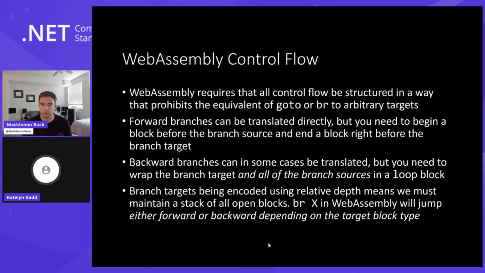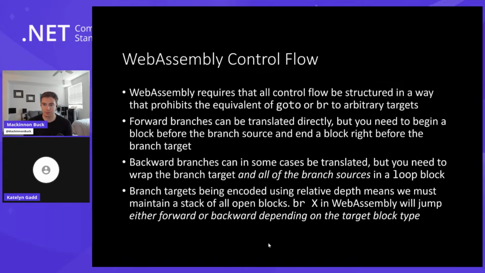So a big portion of the difficulty of building this compiler and the complexity in its implementation is control flow. Control flow is what sits underneath things like if statements, gotos, loops, and exception handling. All of that is implemented in terms of control flow. And control flow in WebAssembly has to be structured in a very specific way. This structuring means that we can't do arbitrary goto statements to arbitrary targets. If you're branching forwards, so if you've got a goto statement and then there's a label further down the method, we can translate that directly.